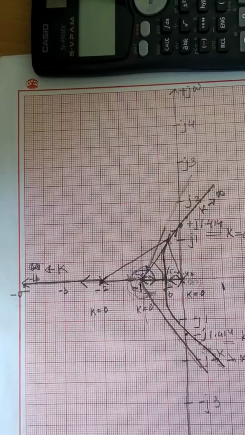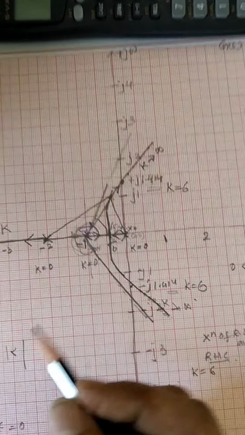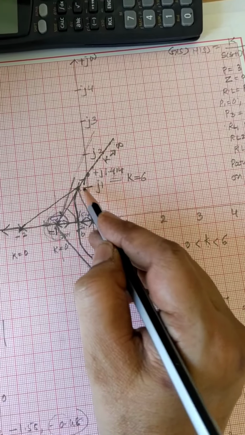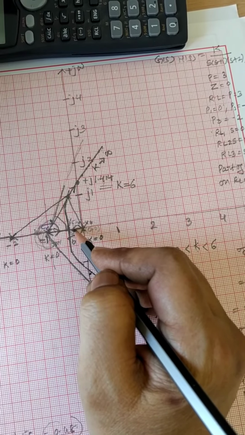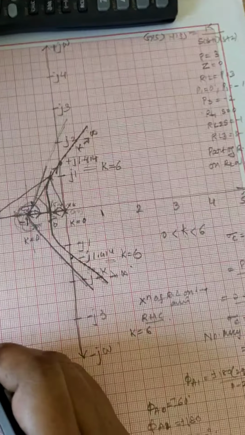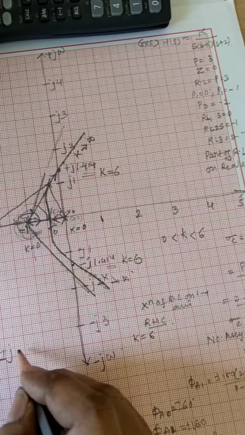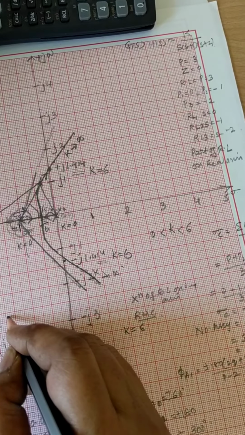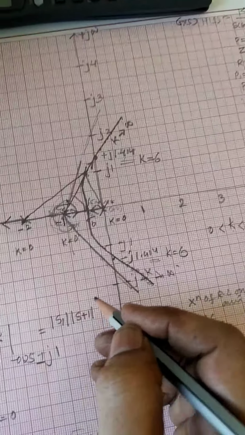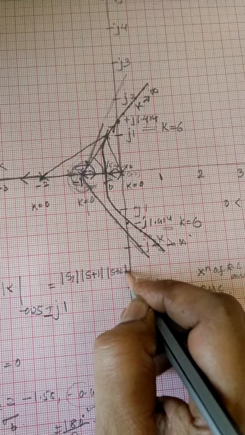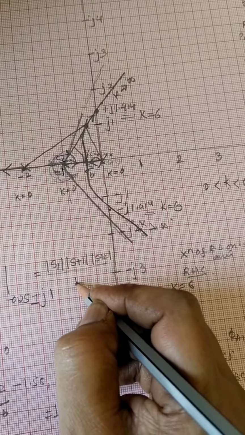There are no zeros, so what is the value of k at that point? Here, this point is somewhere around minus 0.25, plus minus j is equal to 1. So k is equal to the product of the vectors drawn from s, from s plus 1, and from s plus 2, divided by the product of the vectors drawn from all the zeros. Zeros are not there, so I will take this as 1.